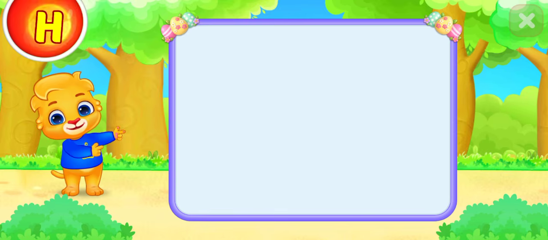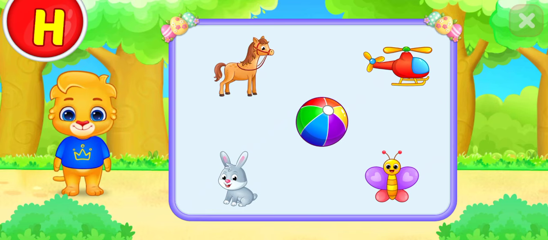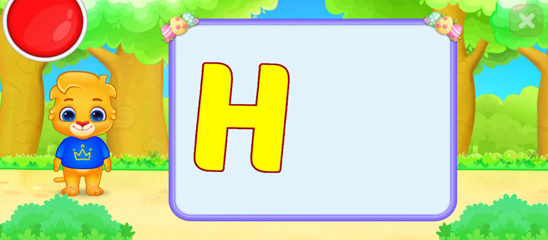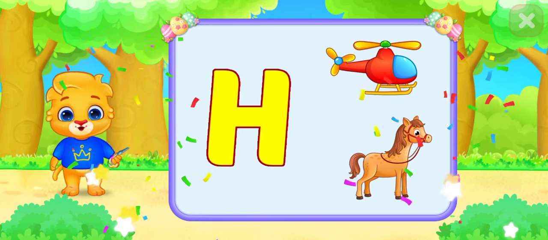Tap the picture that starts with letter H. H is for helicopter. H is for horse. Well done.